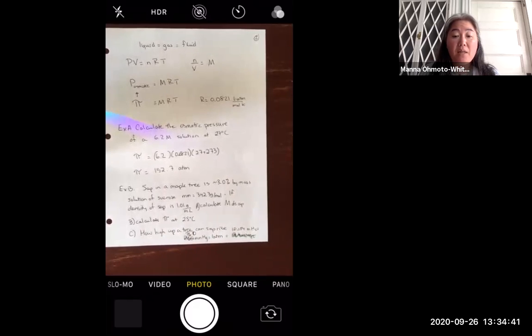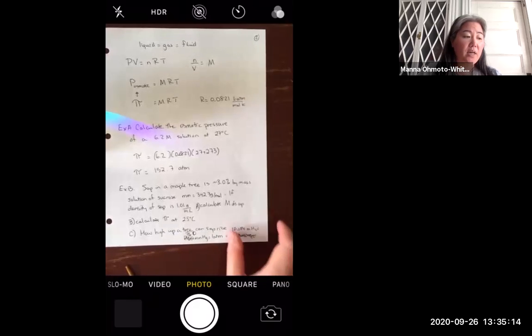Example B: sap in a maple tree is a 3% by mass solution of sucrose. The molar mass of sucrose is 342.3 grams per mole. If the density of sap is about 1.01 grams per milliliter, calculate the molarity of the sap, calculate the osmotic pressure at 25 degrees Celsius, and if 760 millimeters of mercury, which is 1 atmosphere, is equal to 10.184 meters of water, how high up the tree can the sap rise?